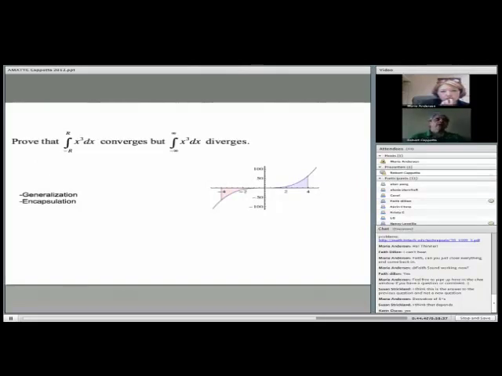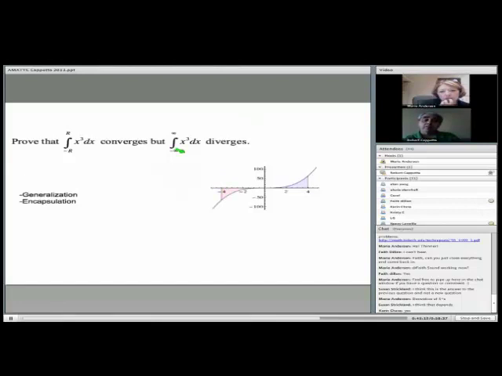Another one of my favorite questions. Prove that the integral from negative r to r of x cubed dx converges. But the integral from negative infinity to infinity of x cubed dx diverges. Any r you use, that integral is always 0 because the blue area here is going to match the red area down here. So whatever you use, those things are going to give me zero.